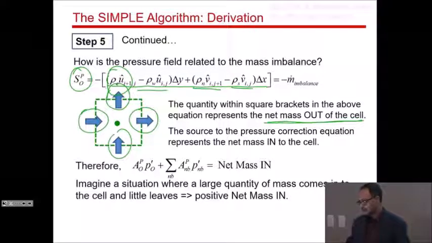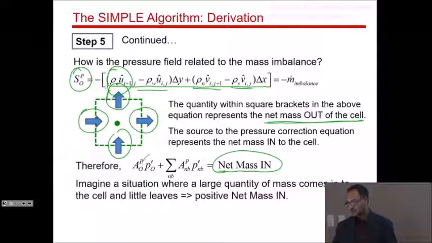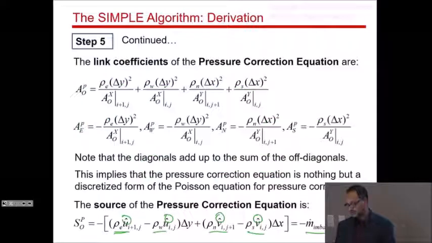So you can clearly see here, if this is positive, if net mass comes in, then your P naught that you predict is going to be positive. Why? Because your diagonal is also positive. If you look at this guy here, this is all positive.